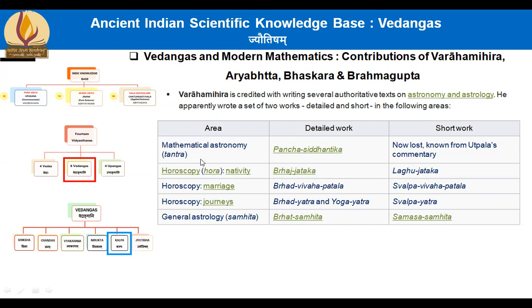And then there is mathematical astronomy called Tantra. His Pancha Siddhantika is a detailed text. Then horoscopy, that is Hora, Brihajataka, then a horoscope about marriage, about journeys. If we listen to our elders, they usually keep telling, if you want to travel, these days only you can travel. In this, the direction is very important. And also, Shani Ushas is that day. If you leave early on Saturday, you need not look at the Panchanga. That concept is followed even today. And then there is this Brihad Samhita, Brihad Yatra, Yoga Yatra, Brihad Vivaha Patala, and all these things.